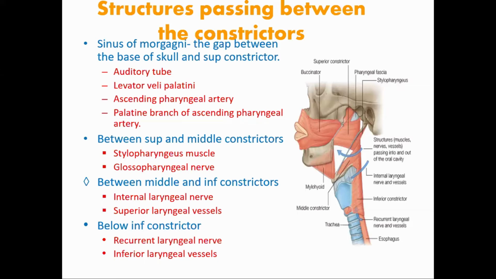Vikas and Arun Yadav. So what structures pass through the sinus of Morgagni? The auditory tube, levator veli palatini, ascending pharyngeal artery, and the palatine branch of the ascending pharyngeal artery. Between the superior and the middle constrictor muscle, it transmits two structures: the stylopharyngeus muscle and the glossopharyngeal nerve. Between the middle and the inferior constrictor, again two structures: the internal laryngeal nerve and the superior laryngeal vessels. Below the inferior constrictor, it transmits the recurrent laryngeal nerve and the inferior laryngeal vessels.